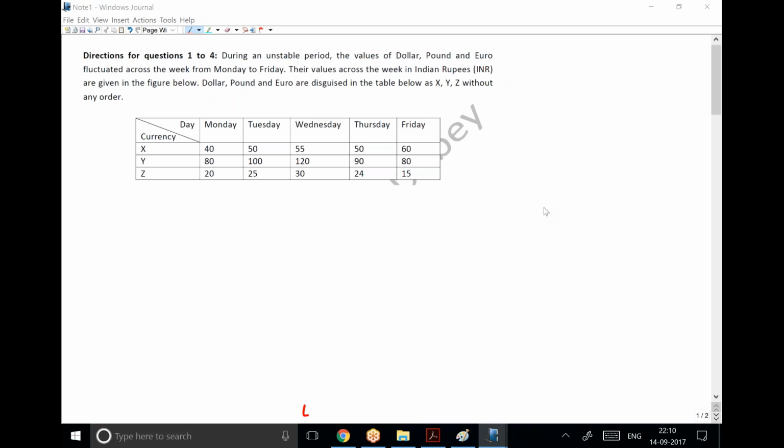So what exactly is given to us in this case? We do not know which currency X, Y, Z is representing, whether it is dollar, pound or euro. It is not given to us here. But if you see the first question, we can solve it immediately, and the reason behind it is this.